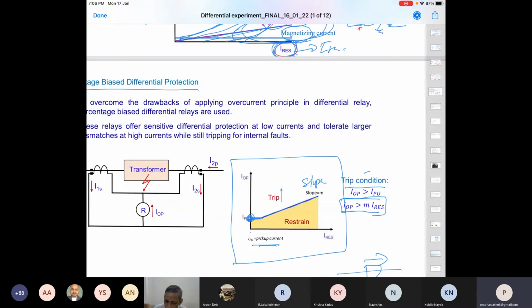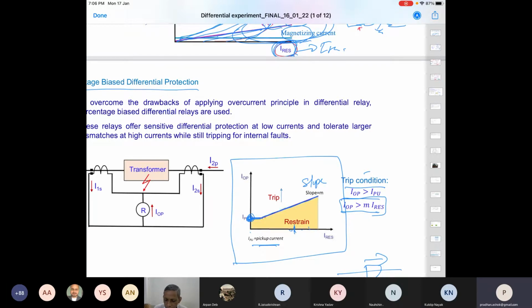Now coming to the other conditions we like to do, there are two conditions. I operating should be greater than, in this region, these are all secondary currents or through currents. We will define how this I restraining is taken care of. This I restraining current will be more and more, as we see from earlier, it should be more and more.